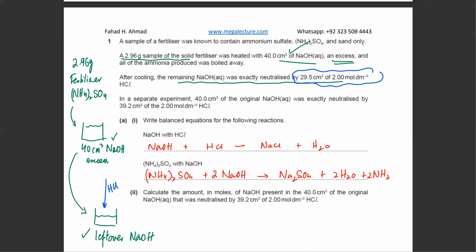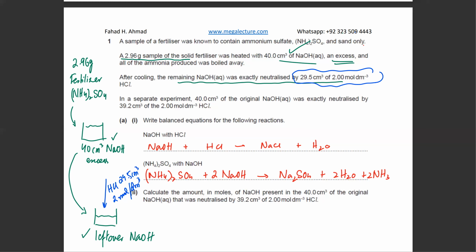So the volume is given. And the concentration is also given. That's 2 mole per dm³. So the first thing is to calculate the amount of moles of NaOH. I said the reaction isn't over yet.